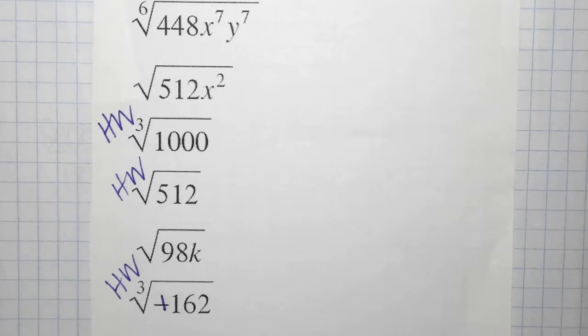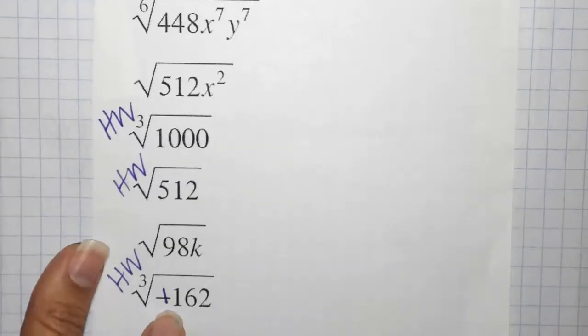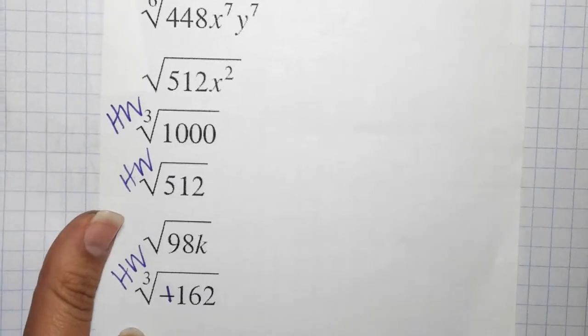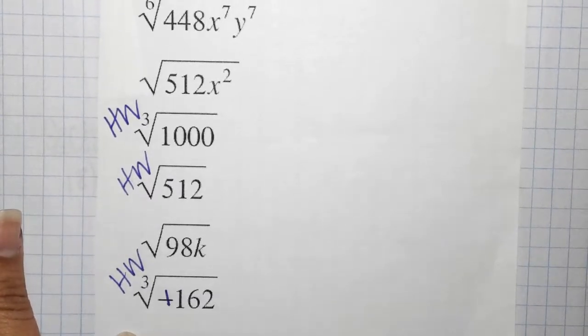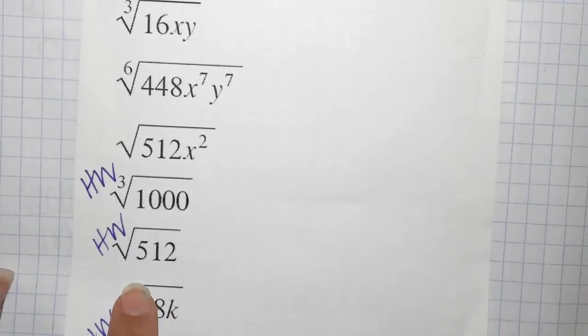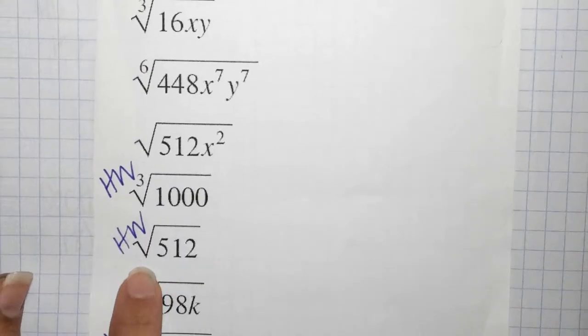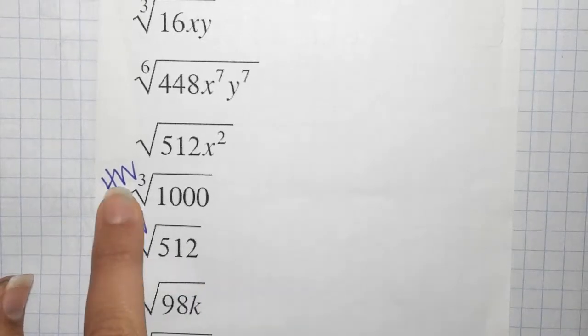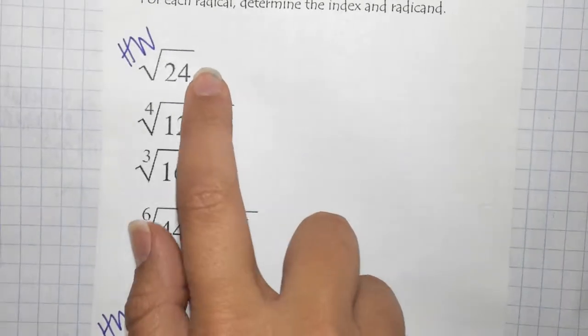So y'all, alright, you have 4 homework problems. You have the cubed root of 162 and change it to a positive. I can give you more. No. And then you do the square root of 512, and then the cubed root of 1,000, and then 24.